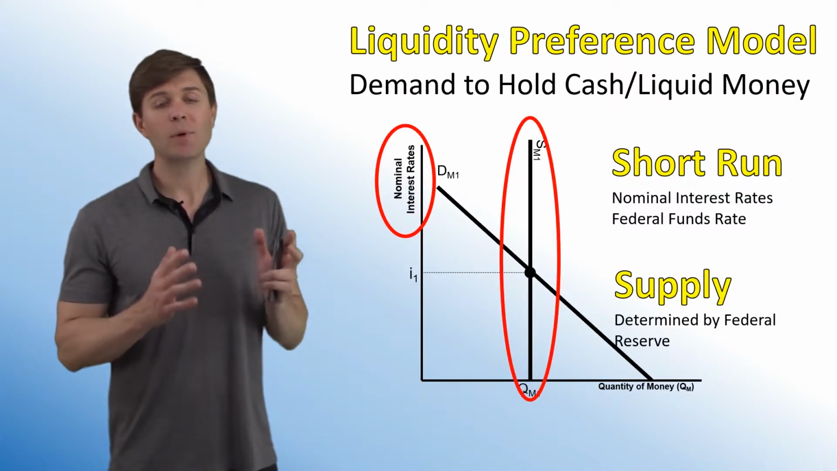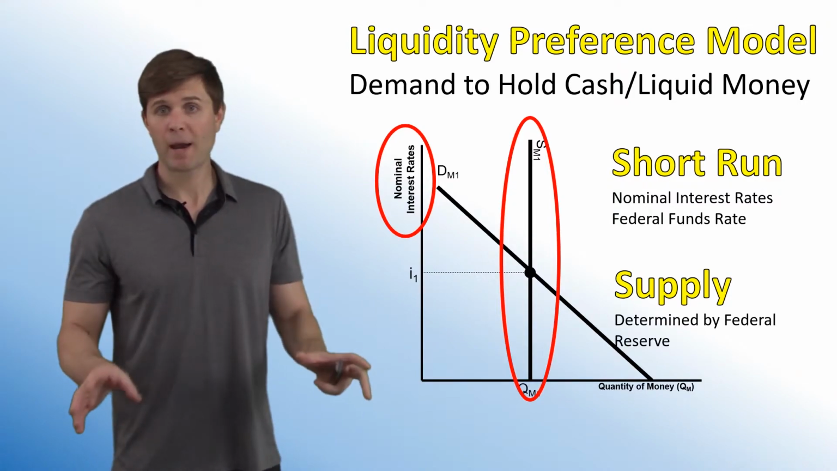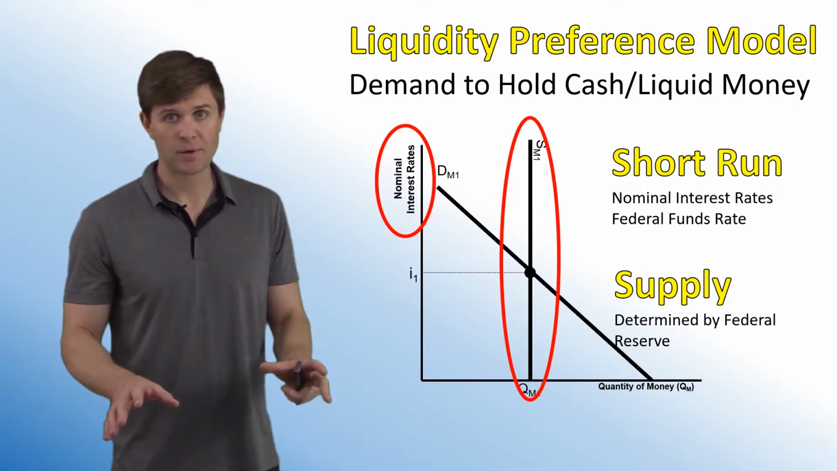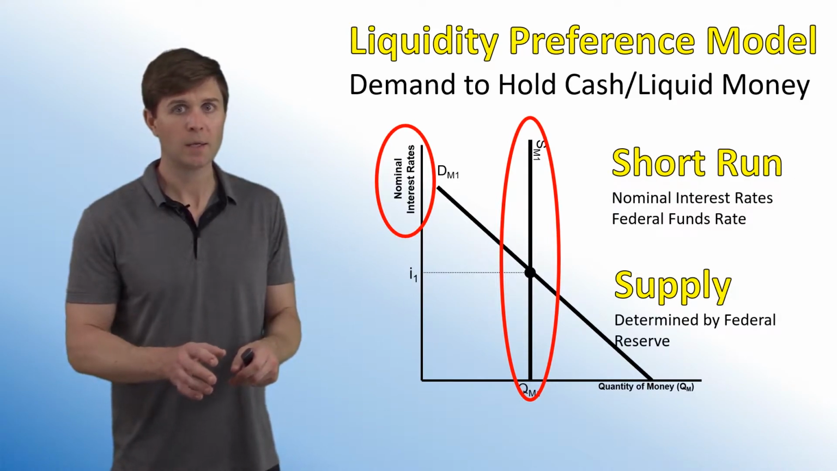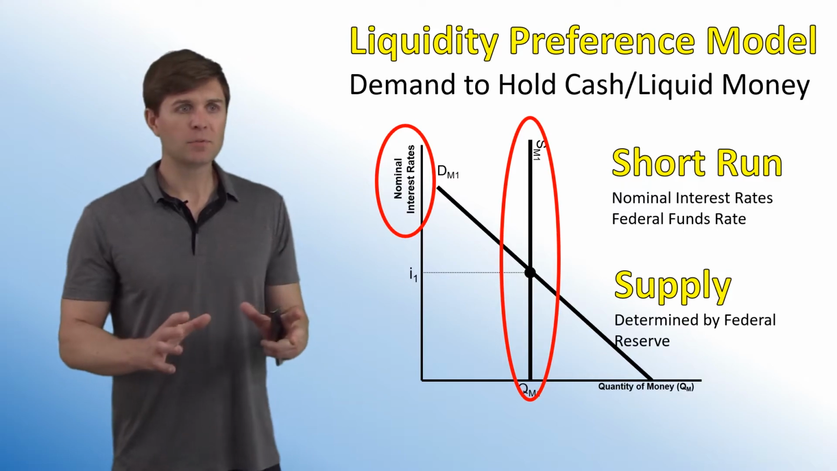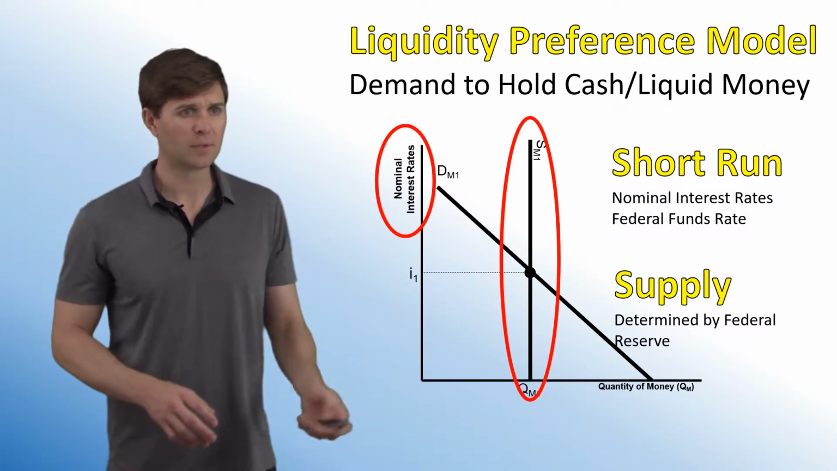Now, finally, we have the vertical supply curve, the money supply curve. This is determined by the Federal Reserve and solely by the Federal Reserve. Their monetary policy is going to shift this curve to the left and to the right. So those are the big differences between this one and loanable funds. Just keep that in mind as we're going through this stuff.